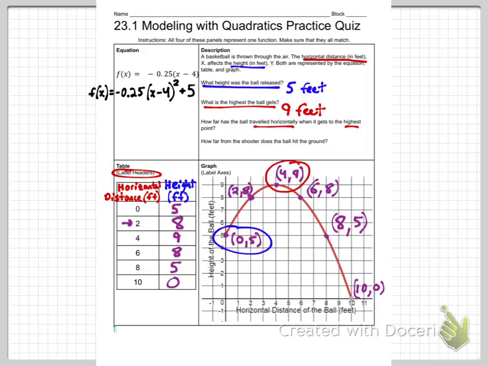And the question is, how far has the ball traveled horizontally when we get to the highest point? Well, it's traveled 4 feet to the right when it gets to that highest point, so 4 feet is the answer to that question. And how far from the shooter does the ball hit the ground? It hits the ground right there at (10, 0). So that's 10 feet away from where the shooter is standing.